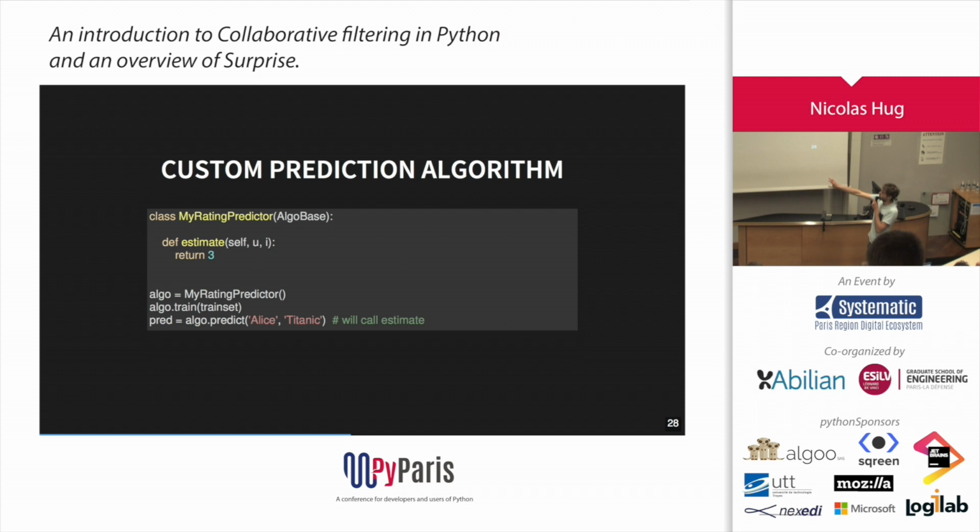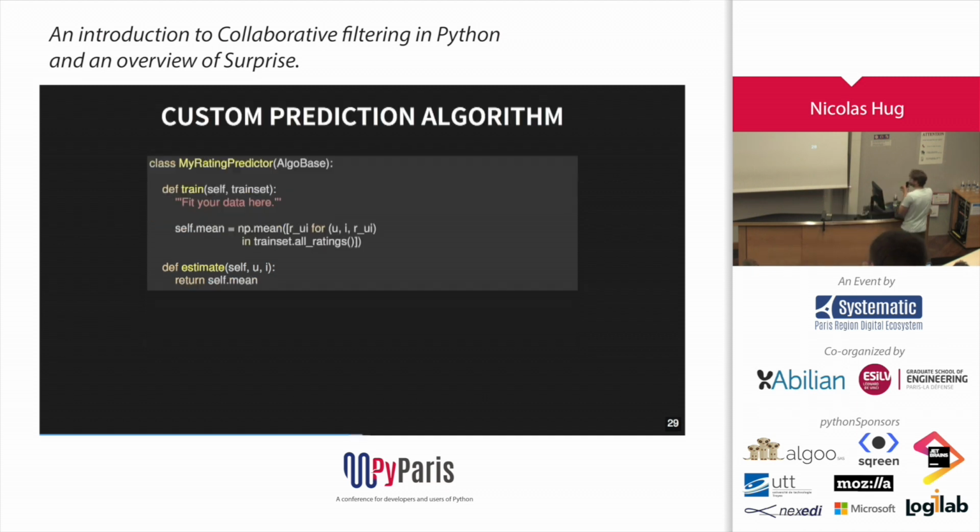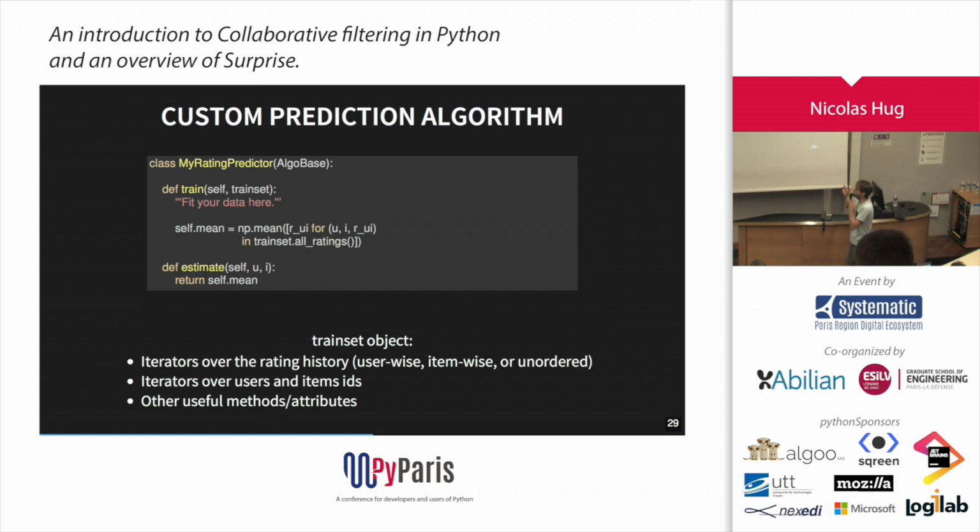So when I train my algorithm on the dataset, here the train method does absolutely nothing. And if I want to predict the rating of Alice for Titanic, I call the predict method, which will then call the estimate method. It just does a little bit of checking, like if the estimate method returns a rating that is not in the rating scale, like if your rating scale is 1 to 5 and the estimate method returns 6, it will clip it to 5. It just calls basically the estimate method. So you can of course do some more complicated stuff, like you can override the train method.